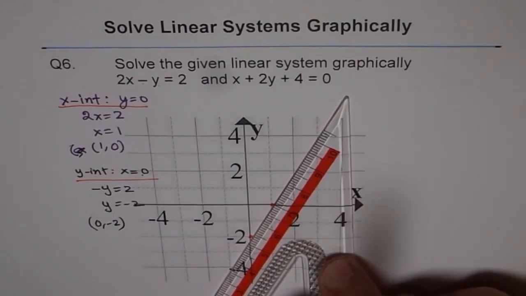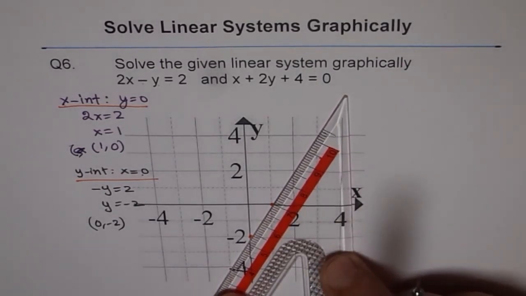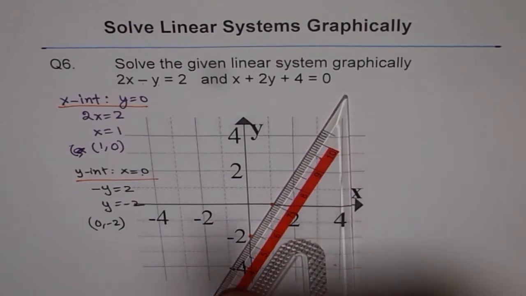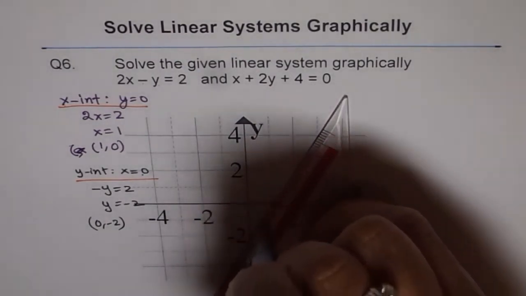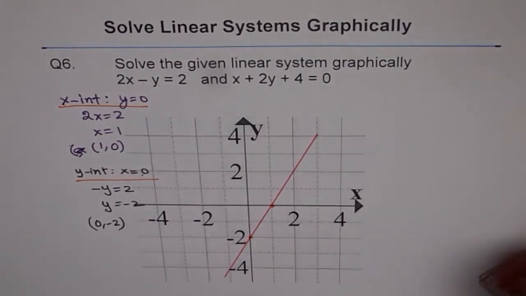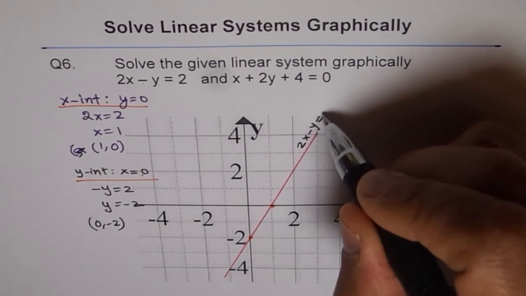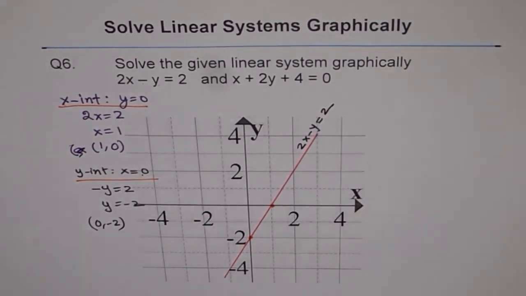Now for that, I need to align them properly, okay? Because graphically, we expect a lot of errors. So at least let's do the best we can. So here is my first line, and this line is 2x minus y equals 2. Now let's do the same thing for the second line, which is x plus 2y plus 4.